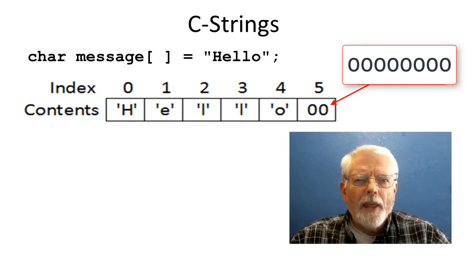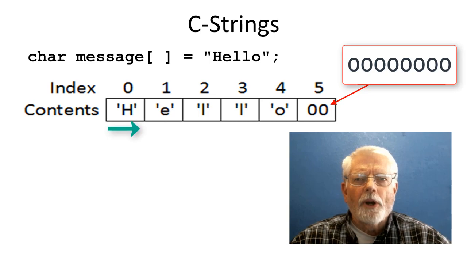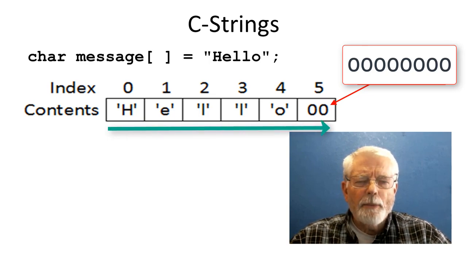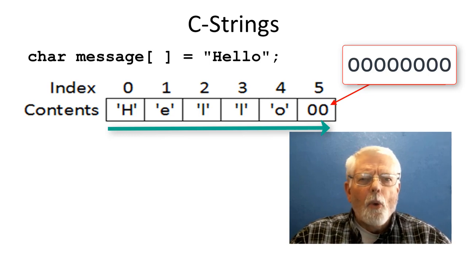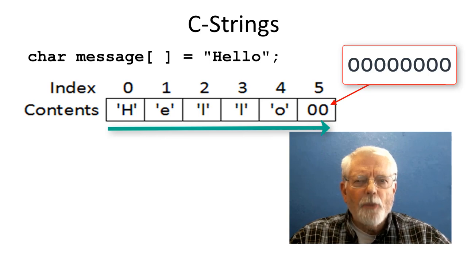The size of the array is the number of characters plus 1 to give room for the null byte. Therefore, the array size is 6 elements, even though there are only 5 characters in the string. Index positions go from 0 to 5. We get 6 elements in the array.